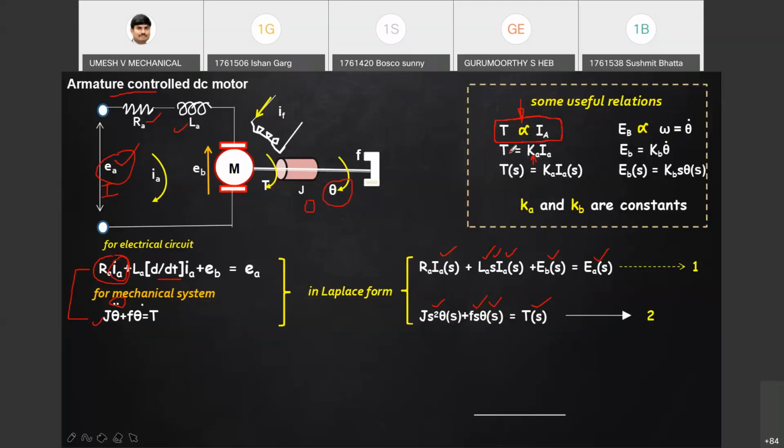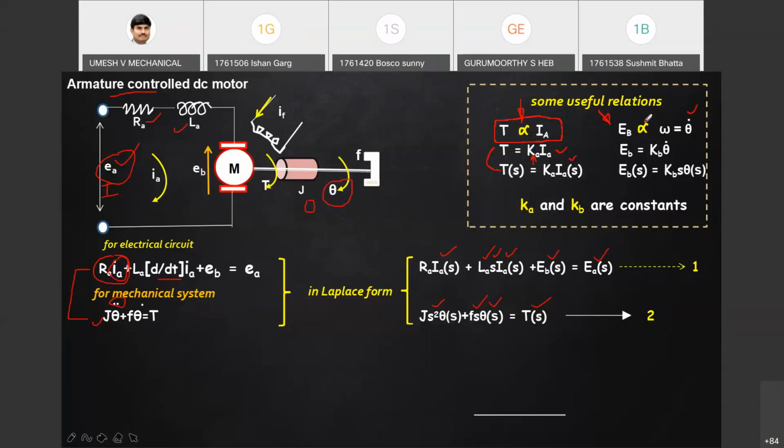So T equals Ka into Ia, or T(s) in the Laplace equals Ka, constant, into Ia(s), variable. That is one equation. The second equation: back EMF is proportional to omega, velocity. Omega is velocity, which is the first time derivative of displacement, theta dot.